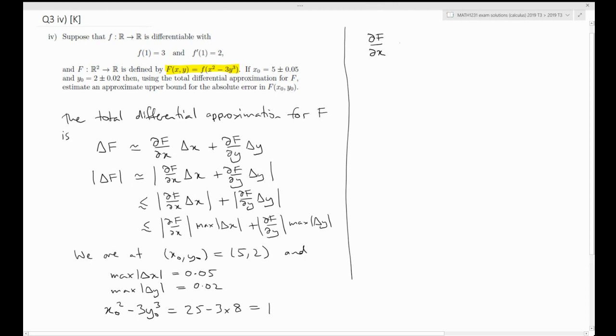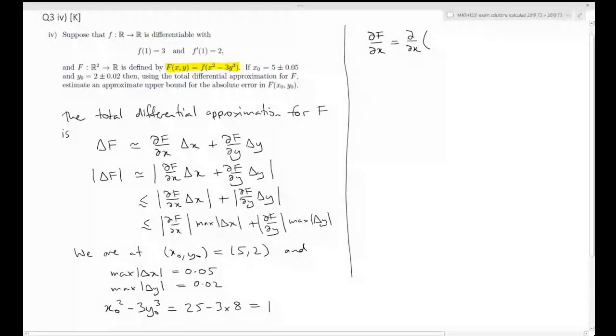the partial derivative of capital F with respect to x. So this is d by dx of f of x squared minus 3y squared. So this is f dashed of x squared minus 3y squared times the derivative of x squared minus 3y squared, which is 2x. And maybe I will just make a note here and now of what this is actually at the point x naught, y naught.